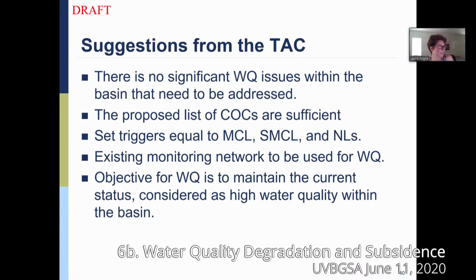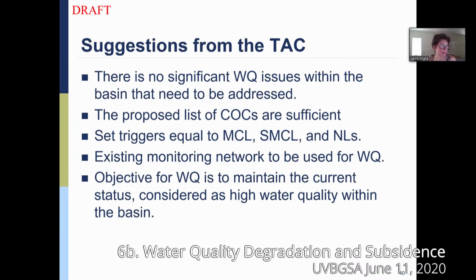So the suggestion from the TAC says that there is no significant water quality issue in the basin that really needs to be addressed right now. So the goal of the plan and of the GSA is mostly to demonstrate that there will be no degradation over the next 20 years. They approved the proposed list of constituents, the 5 that I showed you at the very beginning, and said that those are sufficient for understanding that the water quality is maintained in the basin. They suggested to set maximum thresholds and triggers that are pretty much equal to the drinking limit, the MCL or the SMCL. So whatever is already in the plan in terms of limits, use those to define our sustainable criteria.